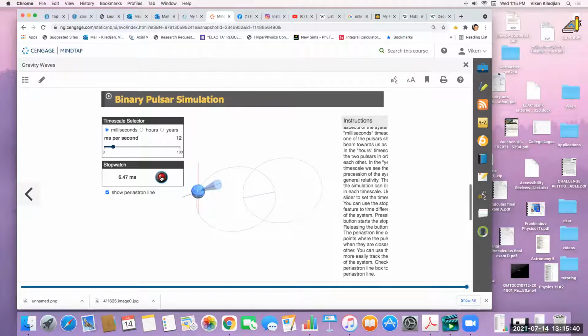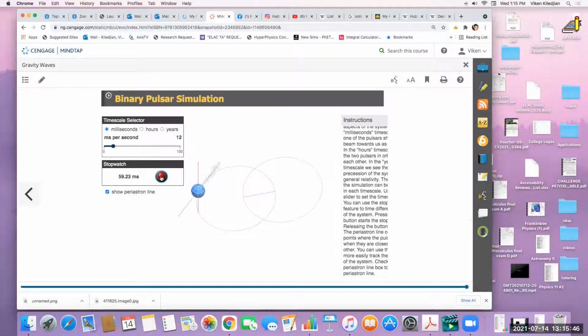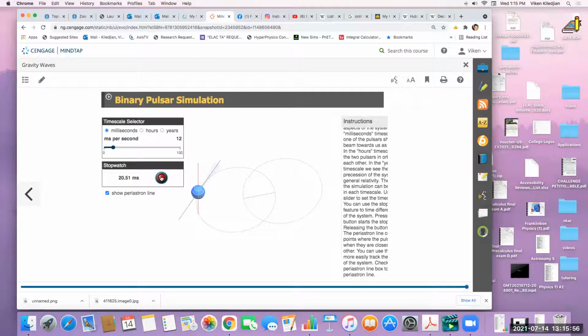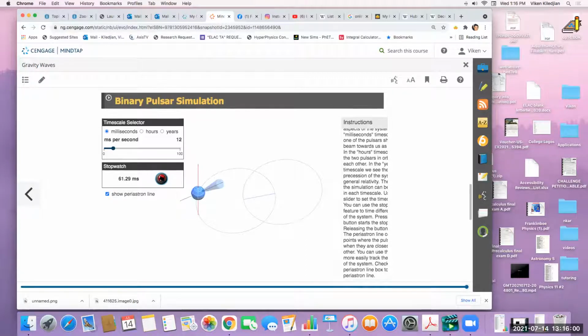Start. And then the next time it comes towards us, stop. 59.23 milliseconds. You see? Let's try that again. 1, 2. Okay, 61.29. You see, so you gotta get good at that. That's gonna give us the period of rotation of that pulsar.